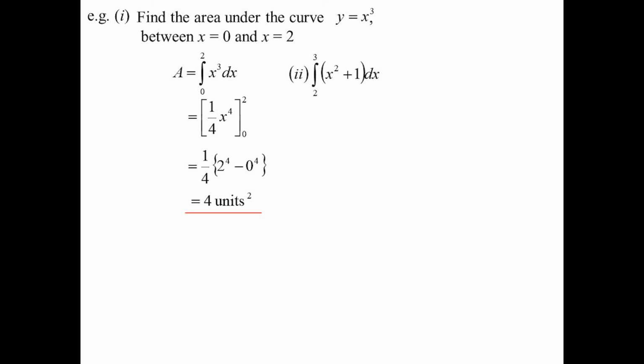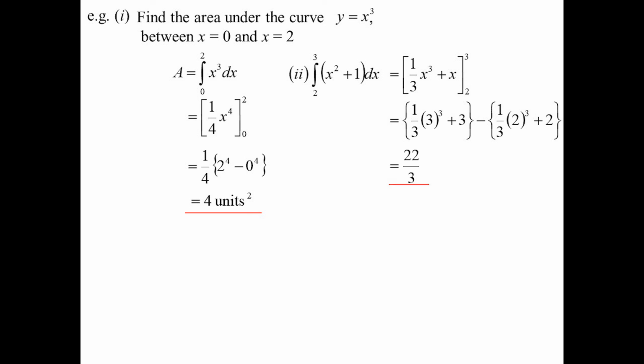Okay? Well, all it's saying is, go and find the primitive function of x squared plus 1. That's a third x cubed plus x. Substitute in 3 minus substitute in 2. What's the answer that you get? And the answer is 22 on 3. Notice on this one, I did not write units squared.